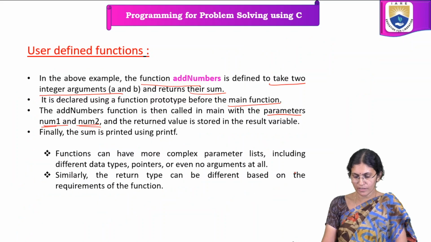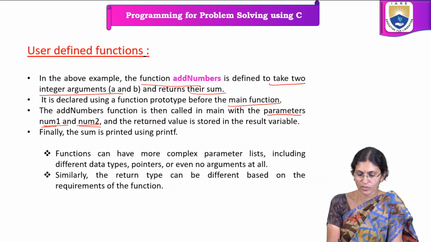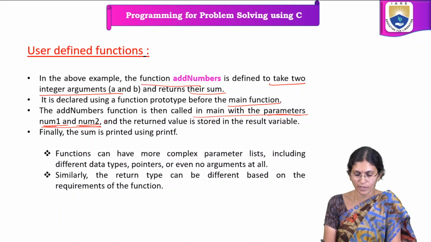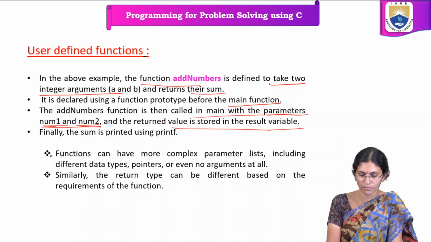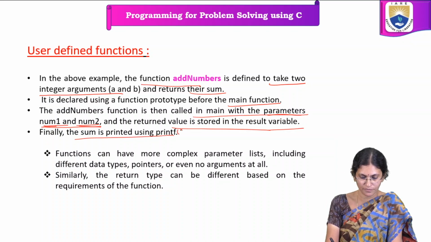The names parameters and arguments are used interchangeably. Here the add numbers function is called in the main function with the parameters num1 and num2, and the return value is stored in the result variable. Finally, the sum is printed using the printf statement.